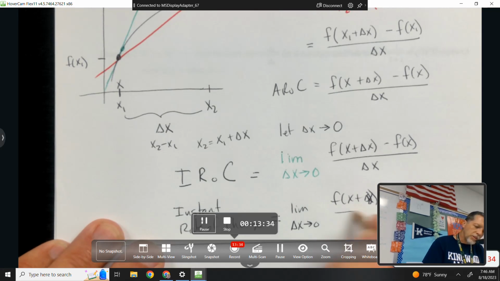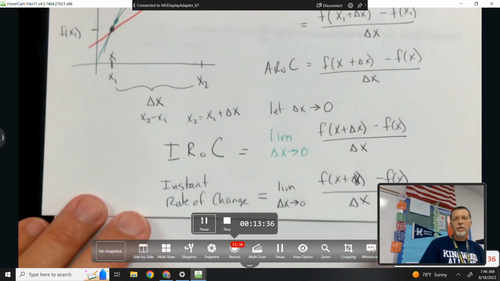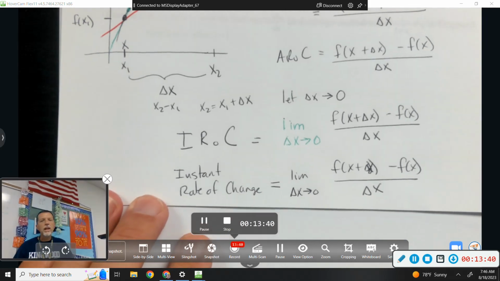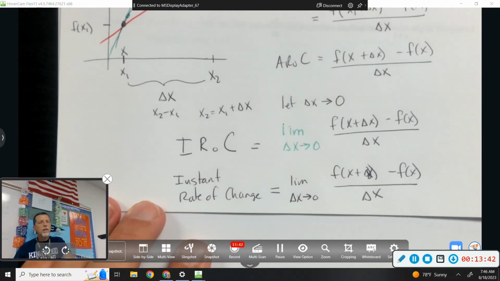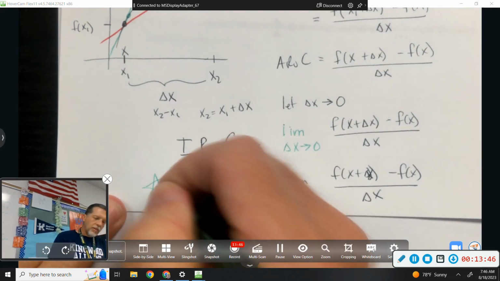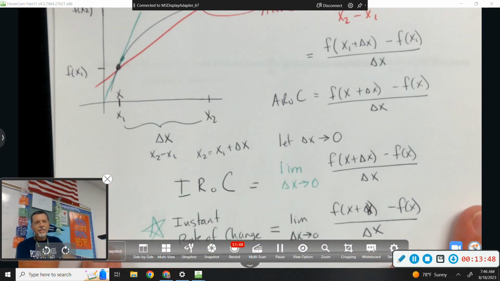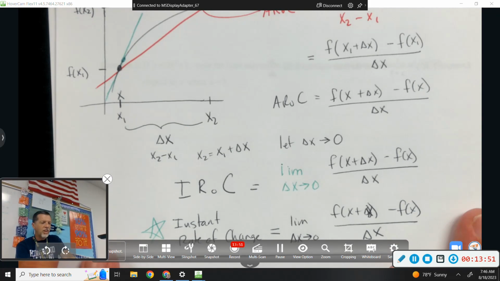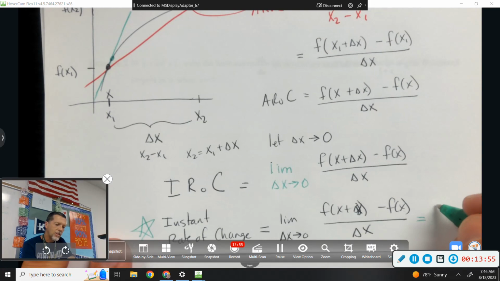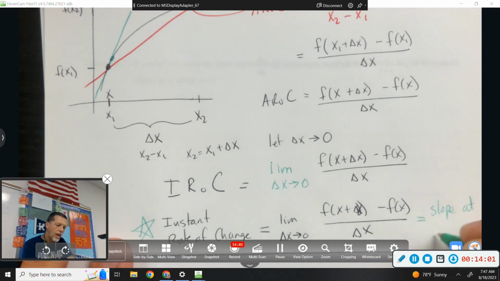Maybe overkill to write it again, but you're going to have to know that formula. So writing it again helps it stick in your brain. So that green line is not an average rate of change. It's an instantaneous rate of change. In fact, it's the slope at a point, which is kind of weird.